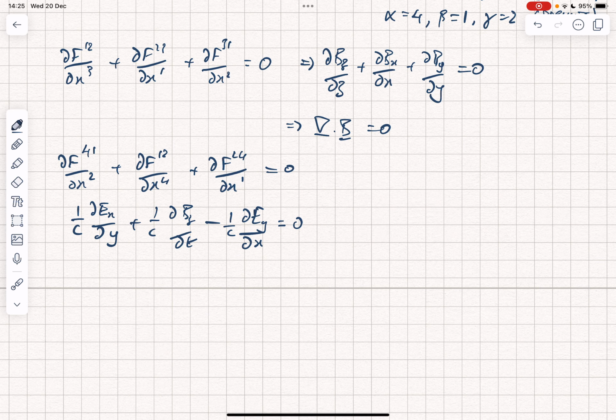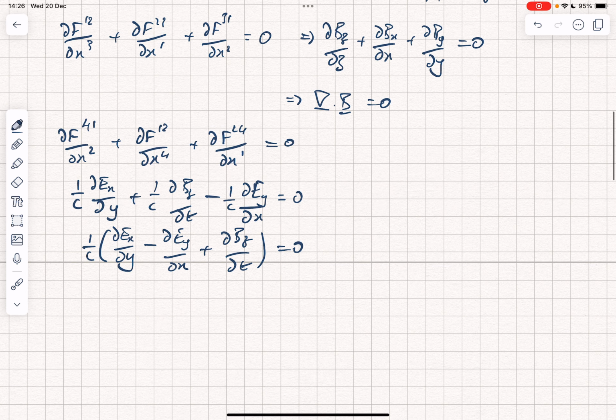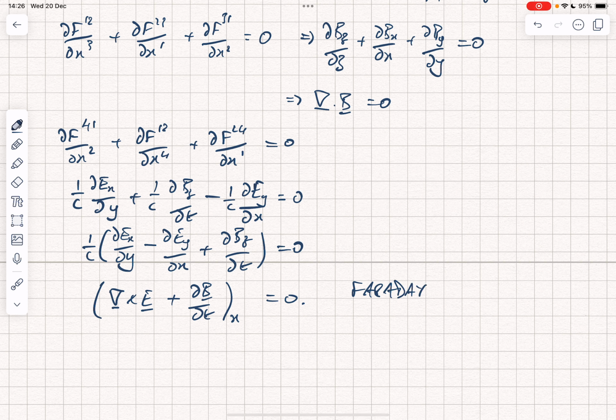which is 1 over c into dEx by dy minus dEy by dx plus dBz by dt is equal to 0, and that, of course, is the z component of the curl of E plus dB by dt is equal to 0. So this is Faraday's law. And we get the other components just by playing around with the other two indices.